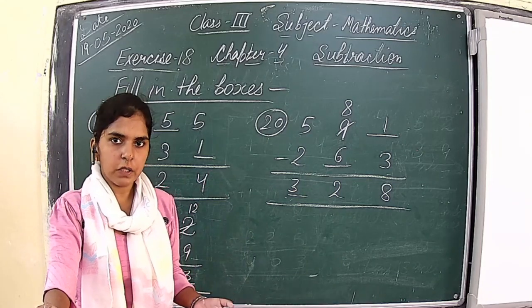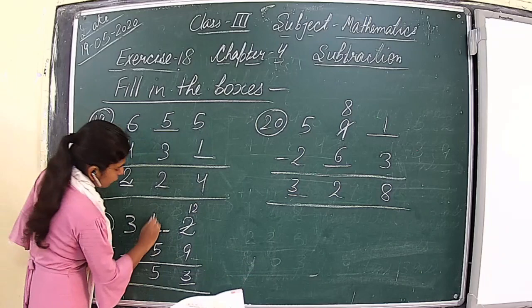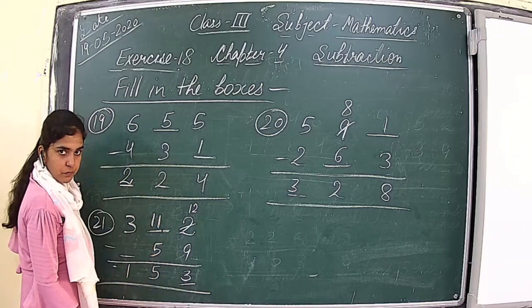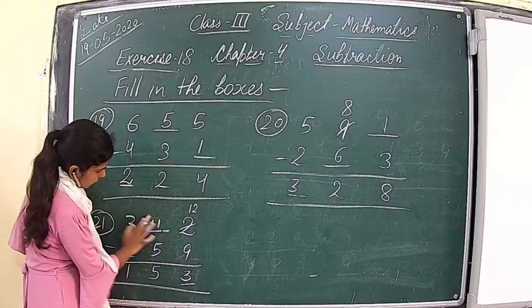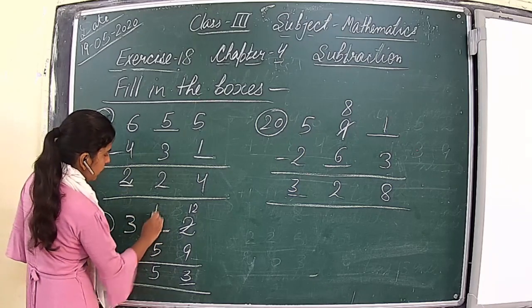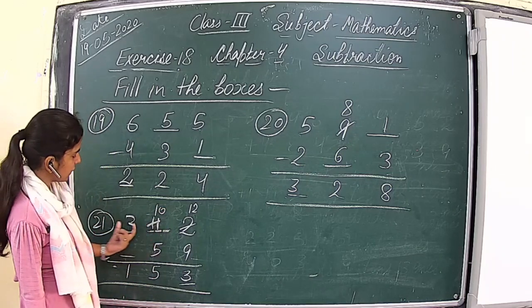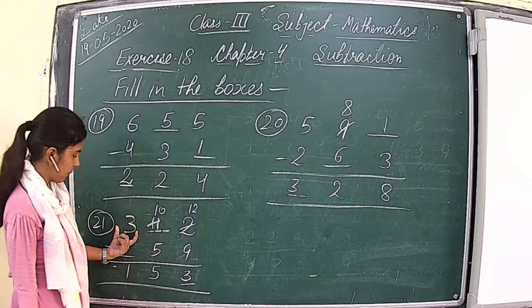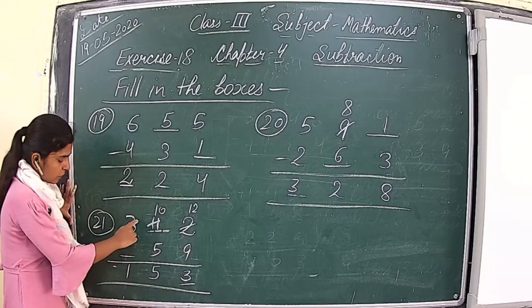It means there will be not 10, there will be 11. So what will we do? We will write here 11, and then it will become 10. 10 minus 5. 11 means it must take one borrow from this number. So before that this number was 4 and now it becomes 3.